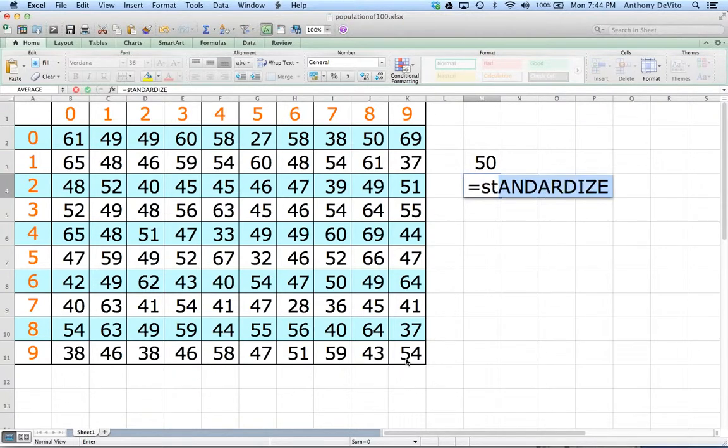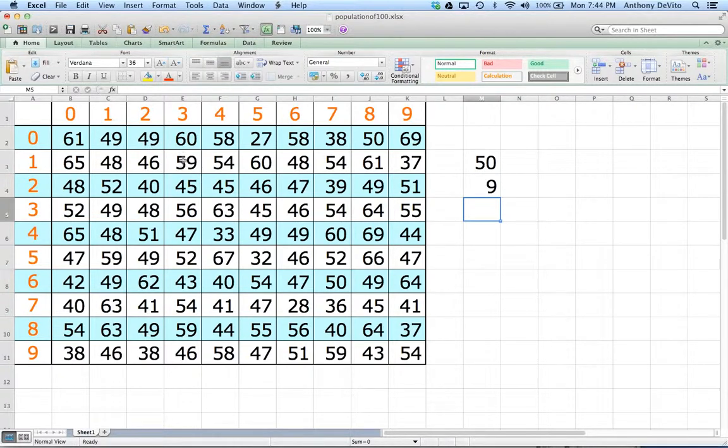Now, I'm also going to calculate the standard deviation. I'm going to highlight all 100 of these numbers. Notice I'm not going all the way out to the edge to the red numbers, which are just there to identify position. This population has a mean of 50 and a standard deviation of 9. I probably have these cells rounded off, so it may not be exactly 50 or exactly 9, but close enough for what we're going to be doing.